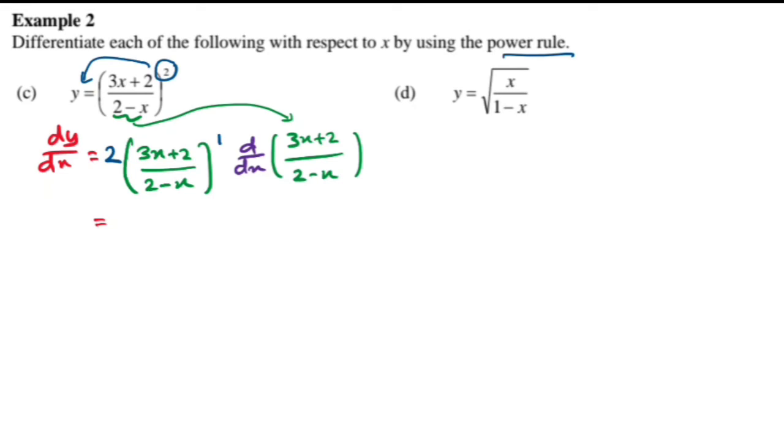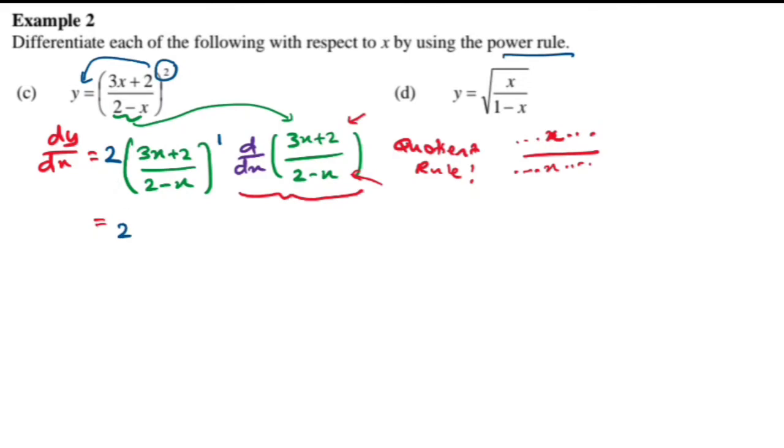Next, when you see d over dx, this means you have to differentiate the term behind this, and this term is in the form of fraction. You have x at the numerator and also x at the denominator. So how to differentiate this fraction which has x at the numerator and x at the denominator? Remember, you have to use quotient rule. Quotient rule is whenever you have the terms of x at the numerator and the terms of x at the denominator.